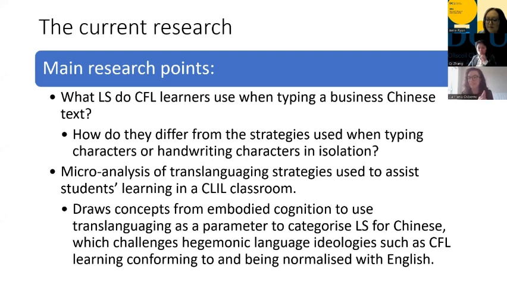So the previous study that I mentioned was our study on handwriting characters in isolation, and our typing characters study is forthcoming. We've conducted a microanalysis of translanguaging strategies that are used to assist students learning in a CLIL classroom, remember, content language integrated learning. And it draws concepts from embodied cognition to use translanguaging as a parameter to categorize LS for Chinese. So that will challenge these kind of hegemonic language ideologies, such as Chinese being conformed to or normalized with English, as Dr. Wong mentioned, you know, anything outside the kind of Western ideology. So we hope to address that.